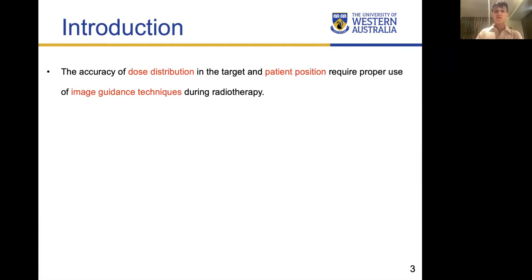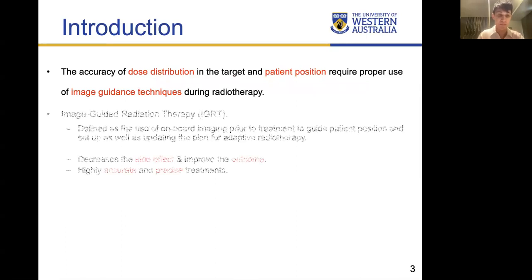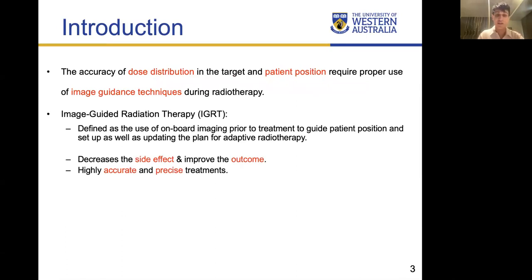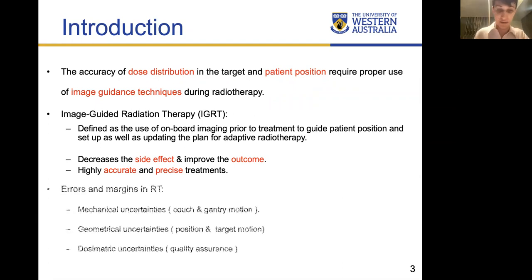The accuracy of dose distribution and the target and patient position require proper use of image guidance techniques during radiotherapy. Image-guided radiation therapy is defined as the use of on-board imaging prior to the treatment to guide patient position and setup, as well as updating the plan for adaptive radiotherapy. It decreases the side effects as well as improving the outcome. It's a highly accurate and precise treatment.